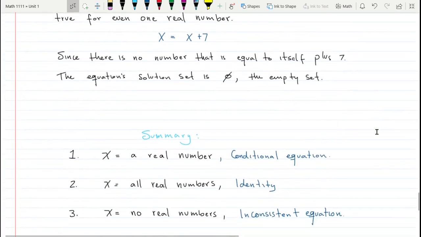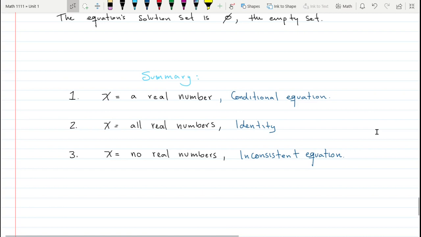In summary, if x is equal to a real number, then we have a conditional equation, right? When the condition is met, the equation is true. The second type is when x is equal to all real numbers, or the identity, meaning that any number that you plug in works. Number 3 is x equals no real numbers, or an inconsistent equation, which has no solution. There is no number that you can plug in that's going to give you a true statement. That's what it's saying.